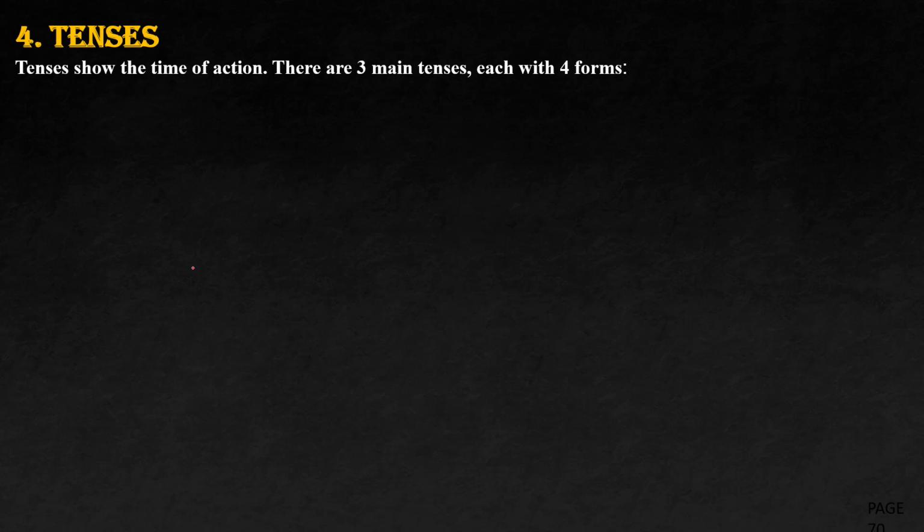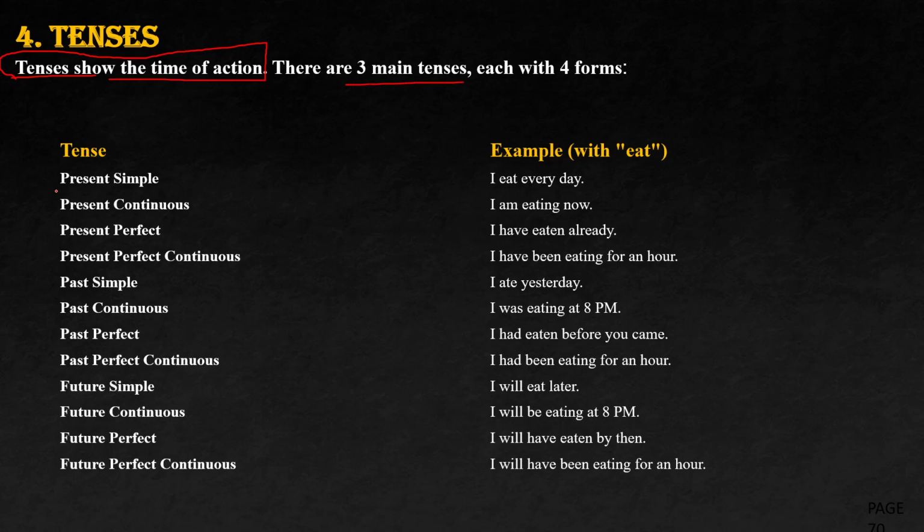Okay. Next is the tenses. So what are tenses? In short, tenses show the time of action, so when the action was happening. In tenses, we have three main tenses. One is the present, we have the past, and we have the future, right? In that again, we have four forms each. Present, past, future.